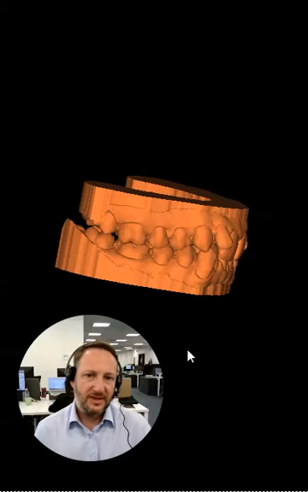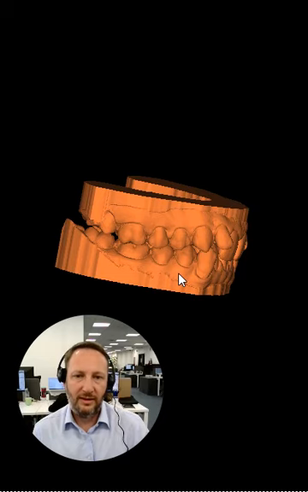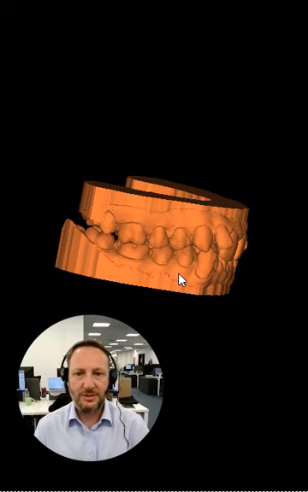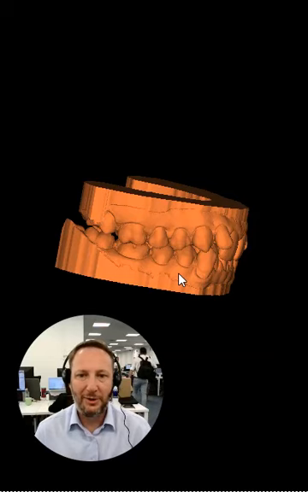I would like to use this case that I'm doing the quality control to evaluate the outcome of the first set of aligners, a case that we treated with aligners, to explain the importance of using the airway as a big reference when you are planning your ortho cases, not only with aligners, for any kind of system.